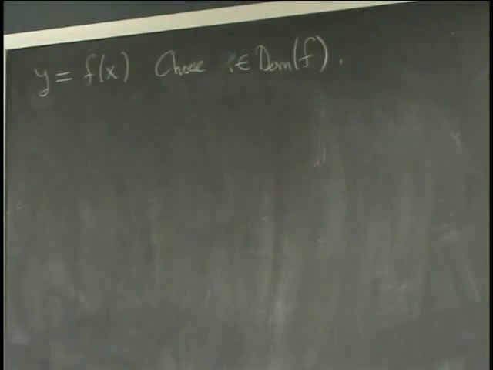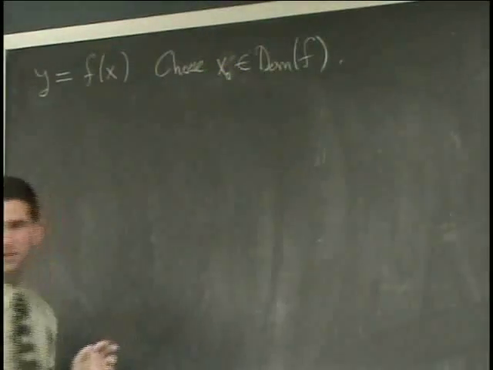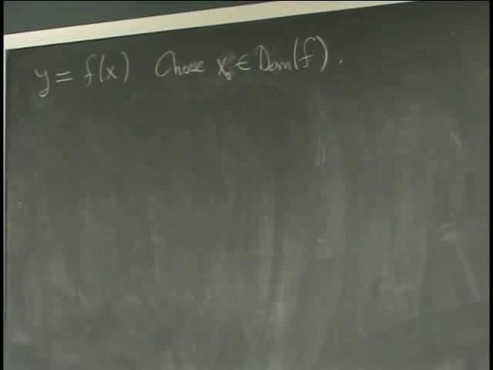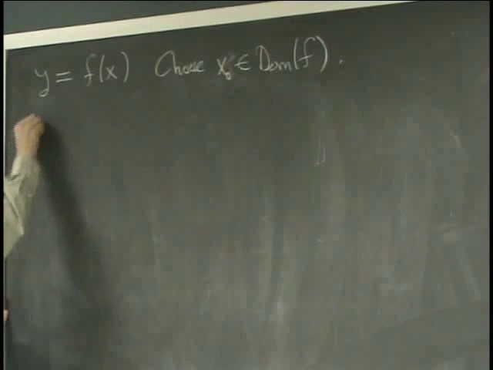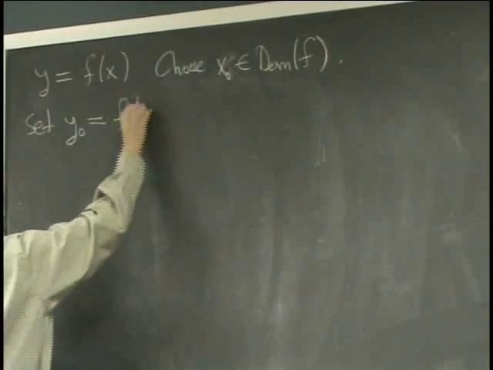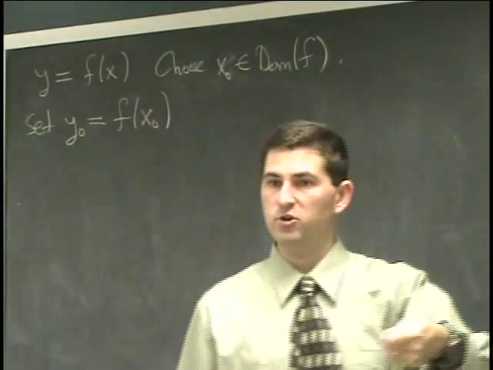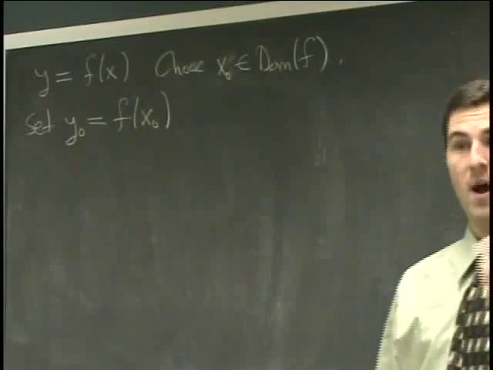Change things. Let's not call it A. I'm really tired of using A. Let's use subscripts. Let's call it x sub 0. Okay. This will be a little more standard notation. I'm going to set y sub 0 equal to f of x0. So if I take this specific point, x0, and put it into my function, I get some value out, and I call that y sub 0.